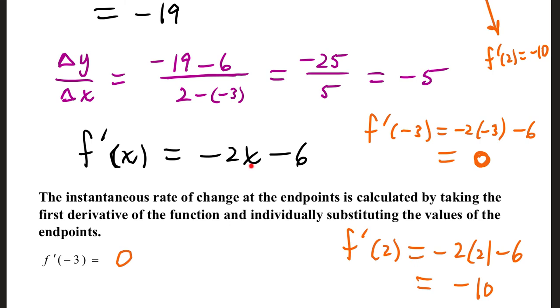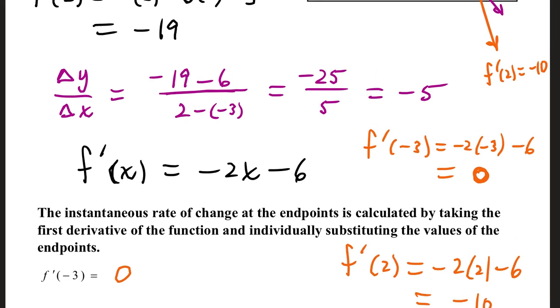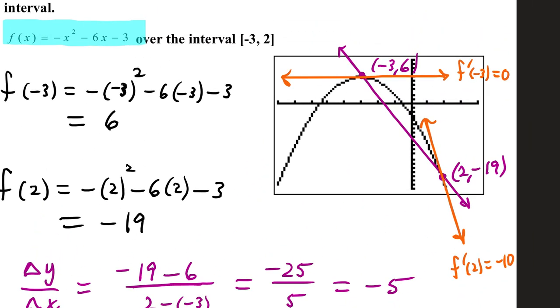If you sub in negative 3, negative 2 times negative 3 minus 6 is 0. F prime of 2, negative 2 times 2, that's negative 4 minus 6 is negative 10. So at the endpoints, we have a horizontal tangent line because the derivative is 0 at negative 3. And then on this endpoint, we have a tangent line slope of negative 10.